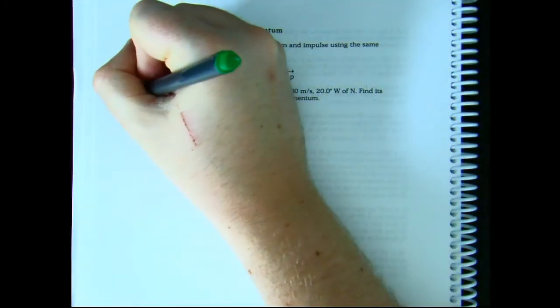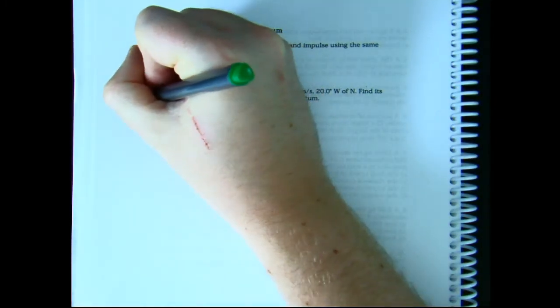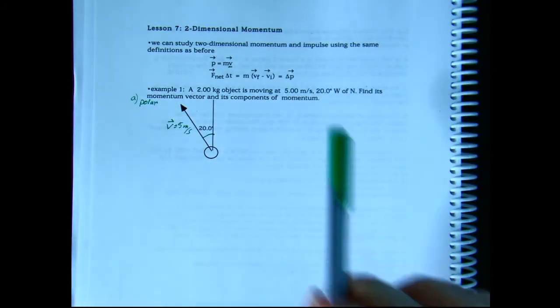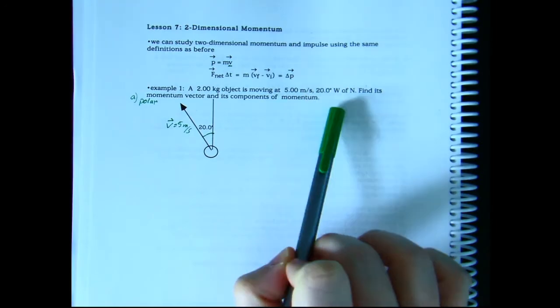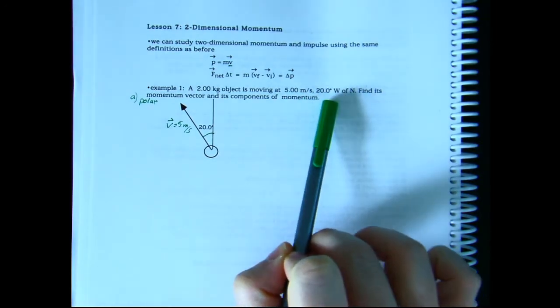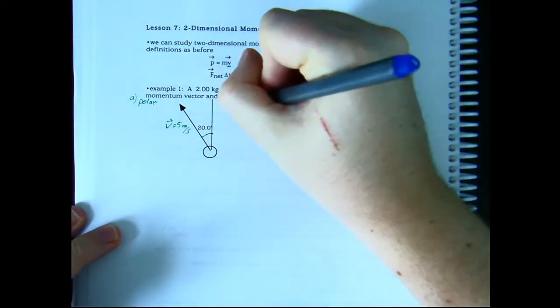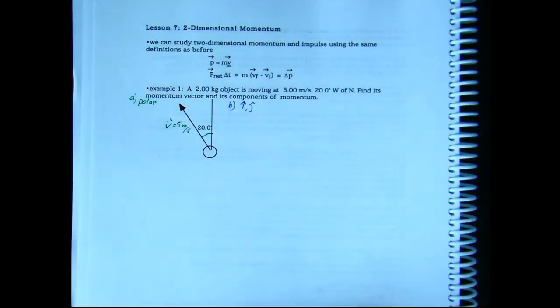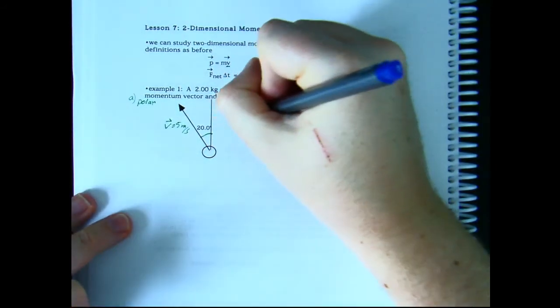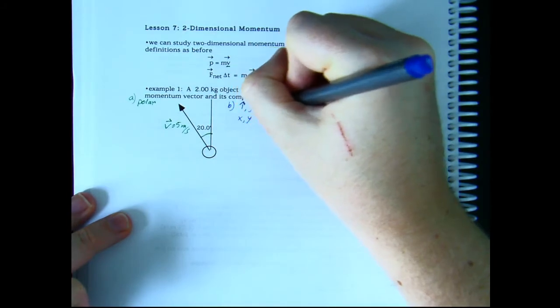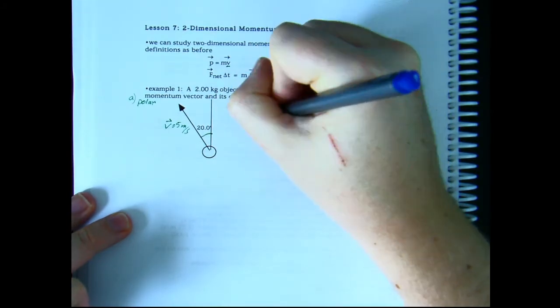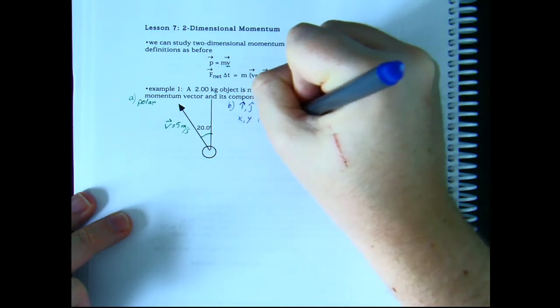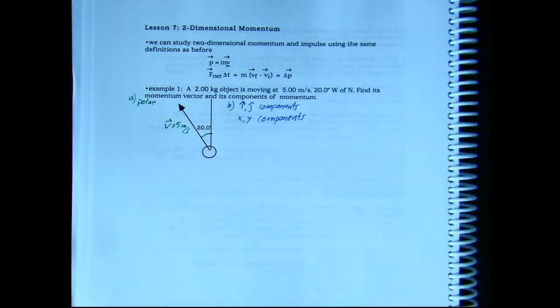So if we look at this, the momentum vector here, part A, we want this thing in polar coordinates. If you remember what polar coordinates are, it's the magnitude of the momentum times the direction in degrees. And then in components, we're looking at i hats and j hats, or x and y components. Okay, so here we go.